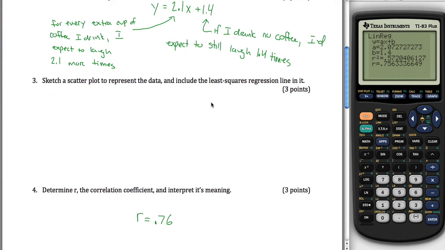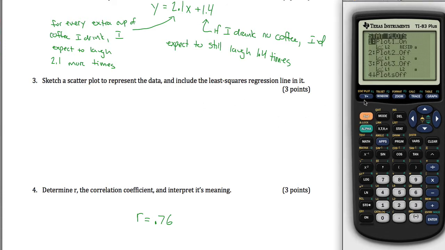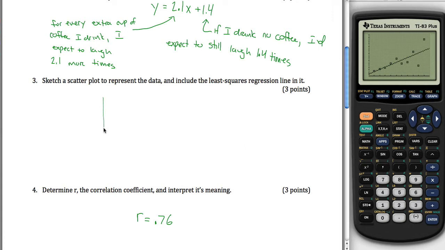Sketch a scatter plot. Include the least squared regression line on it. Okay, I can have my calculator kick one of those out. If you hit second and then y equals, you get under stat plots. Hit enter. Turn it on. Select the first type. My x variables are in L1. My y variables are in L2. And I've already saved my line under y equals. So if I just go to graph, if I look at this by hitting zoom and then zoom stat, which is number 9, it'll kick out both my scatter plot and my least squared regression line, which I can sketch down here.